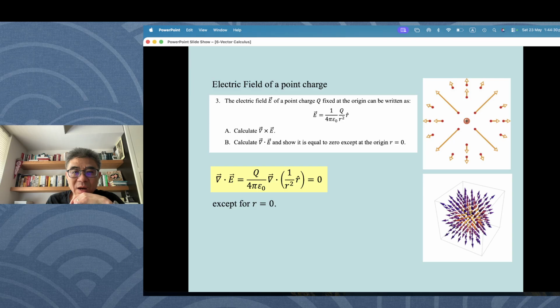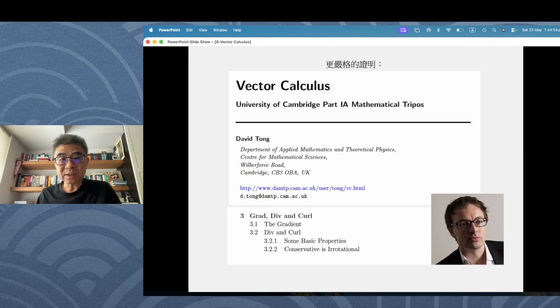In our homework, we also did another exercise to calculate the divergence of the electric field outside a point charge, which goes as 1 over R squared. You can do this, and we'll talk a little bit about it in a later lecture. Okay, so let's take a break.